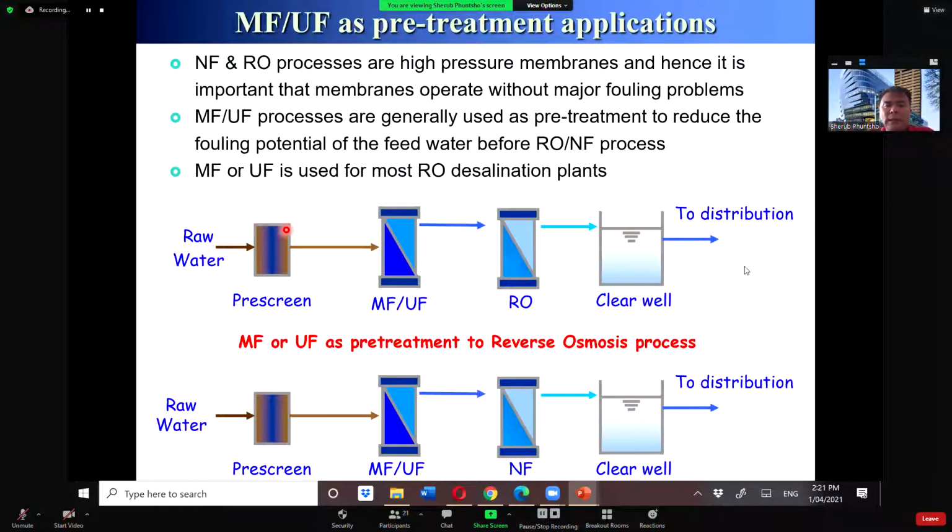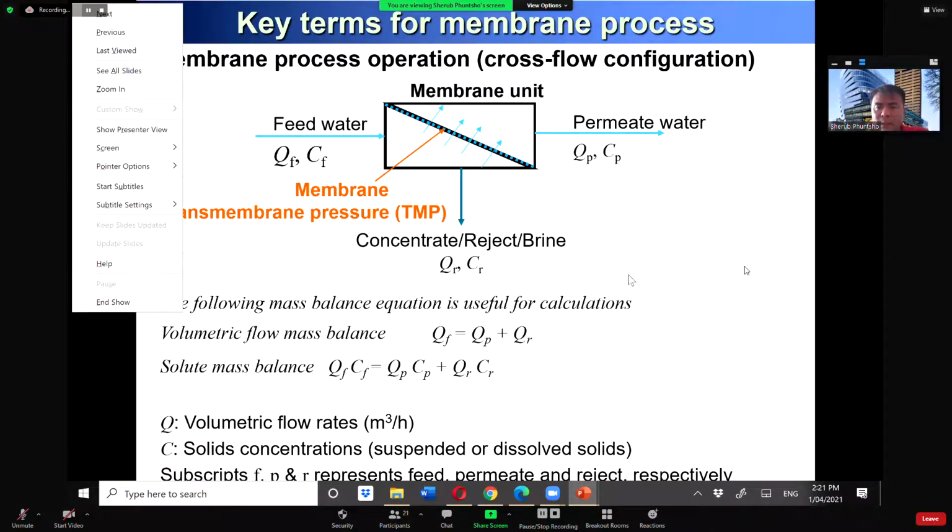UF and MF can almost replace conventional surface water treatment, because the quality of water you get from ultrafiltration will be better than the quality of water from conventional surface water treatment. Also, later on you will see that the area required for the treatment plant will be very small when we use the membrane.